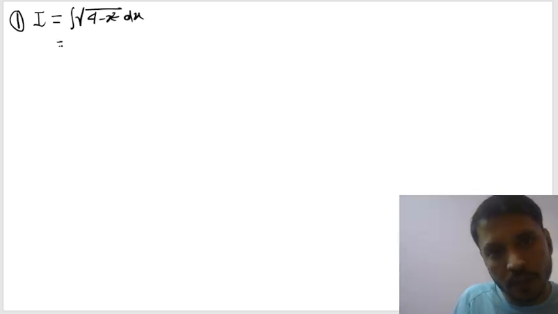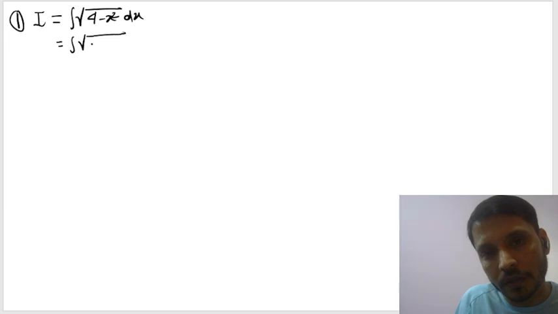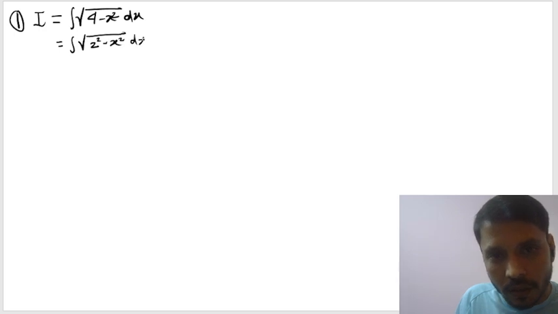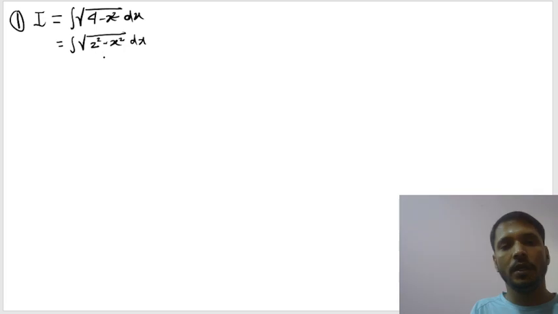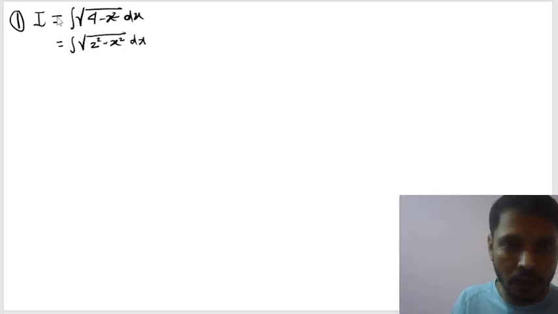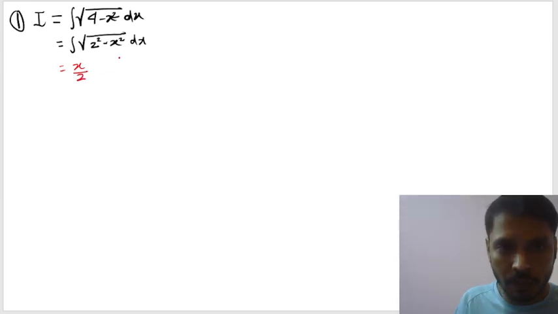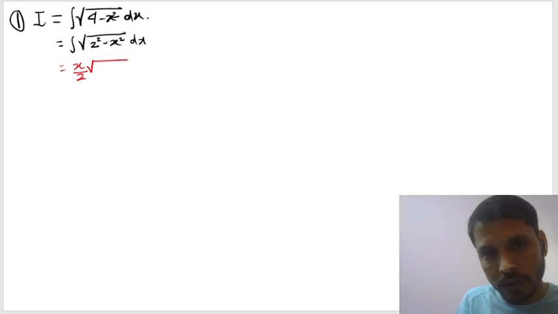So here actually we need to simplify a little bit. How can we do that? We can write it as 2 square minus x square. Now you can see it is the third formula that we derived, a square minus x square. And what is the answer for a square minus x square? So the answer is x by 2. Always we write the first term x by 2, variable by 2, under root of the data as it is. So this is nothing but the first term only.